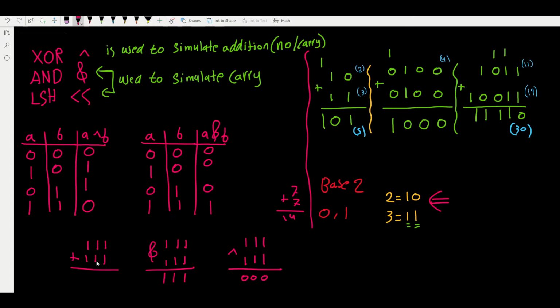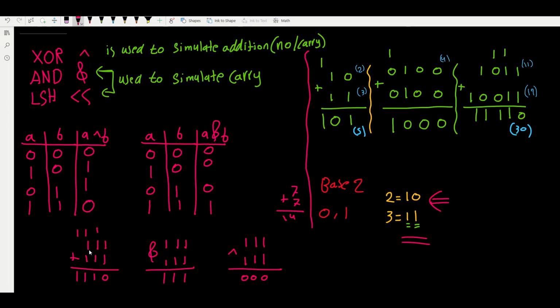Okay, so let's try to add 7 plus 7 in binary. Well, we said 1 plus 1 is 2, so 0, and let's carry a 1 right here. Now 1 plus 1 plus 1 is 3. We will have 1, and we will carry a 1. 1 plus 1 plus 1 is 3, so 1, and let's carry a 1. And 1 plus 0 is 1. And this is indeed 14.